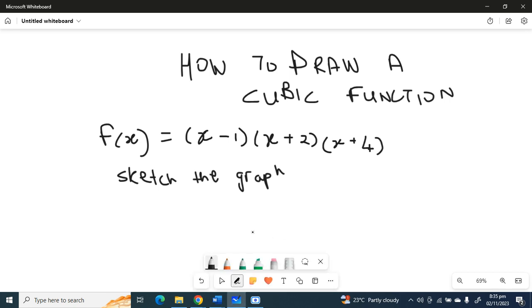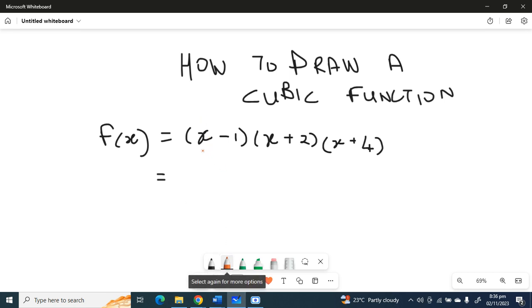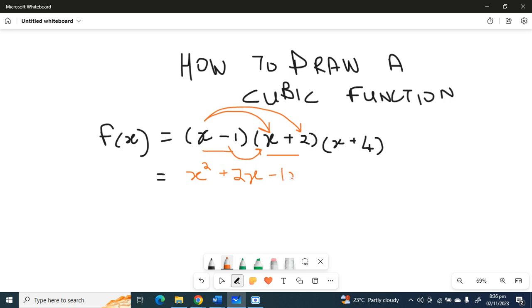So first thing, let's expand these factors so that we see our true cubic equation. We'll expand the brackets, we multiply each of the brackets. We're going to start with x minus 1 multiplied by x plus 2. x times x, we're going to get x squared. x times 2, we're going to get 2x. Negative 1 times x, you get negative 1x. Negative 1 times 2, you're going to get negative 2.